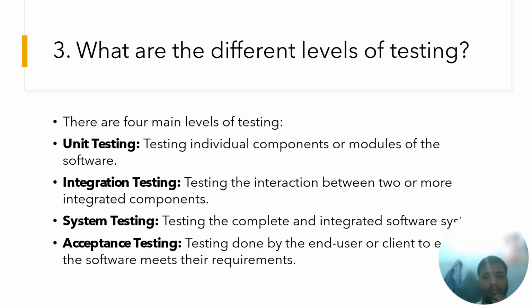What are the different levels of testing? There are four main levels of testing. Unit testing: testing individual components or modules of the software. Integration testing: testing the interaction between two or more integrated components. System testing: testing the complete and integrated software. Acceptance testing: testing done by the user or client to check that the software meets their requirements.